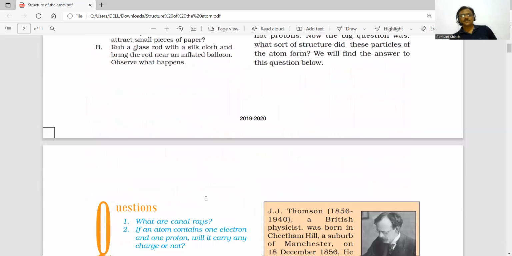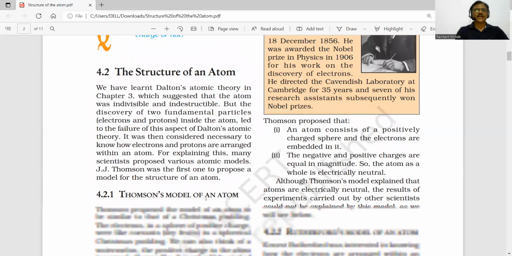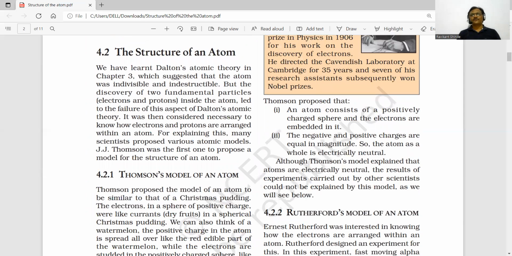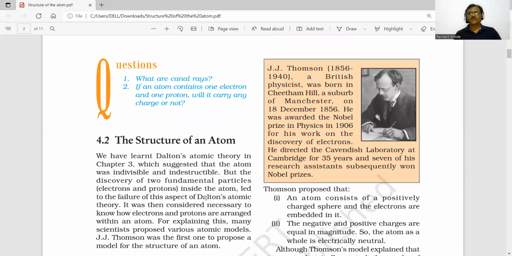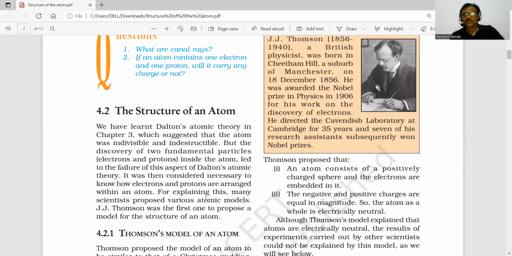Now J.J. Thomson introduced his atomic model, which we can call the watermelon model or plum pudding model. The structure of the atom was represented for the first time by J.J. Thomson. No doubt, J.J. Thomson's model is nowadays not accepted as an atomic model because a lot of revision has been done, but this was the beginning. He introduced the first model. Let's see J.J. Thomson's atomic model.